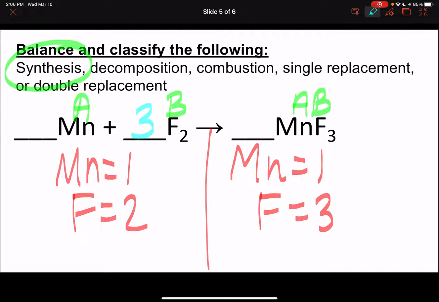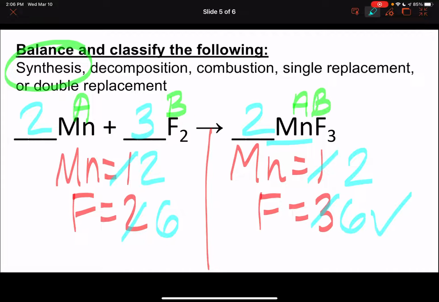So we'll put a 3 here, that makes it 6. We'll put a 2 here, it makes it 6, and it also changes Mn to 2. So our F's are good. So then we're going to put a 2 here, and then we have 2 and 2 for Mn, and we're all balanced for this simple synthesis reaction.